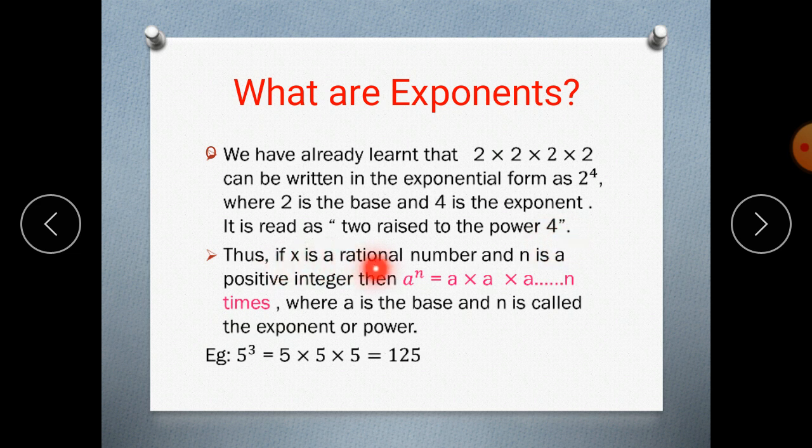Now, if a is a rational number and n is any positive integer, then a raised to n is equal to a into a into a, n number of times, where a is the base and n is called the exponent or the power. Here you can have any rational number as your base, and your exponent can be any integer. For example, 5 raised to 3 means 5 has to be multiplied 3 times. 5 into 5 into 5 is equal to 125.